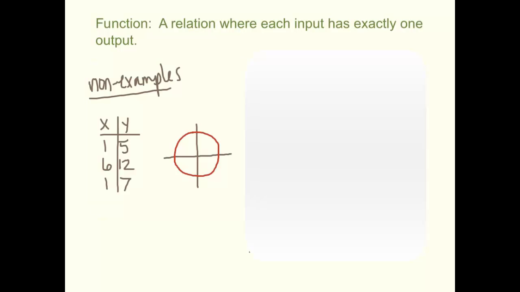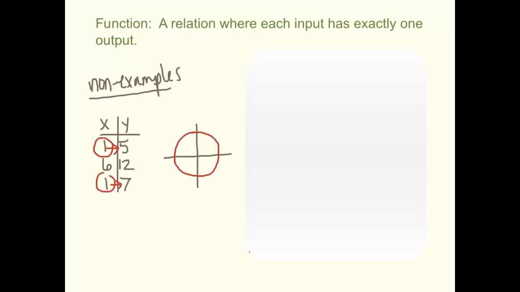So the first non-example I want to give you is a table. This relation, or this set of points, is not a function, because notice my input of 1 has 2 outputs. It goes to 5, and it also goes to 7. That means this relation is not a function.